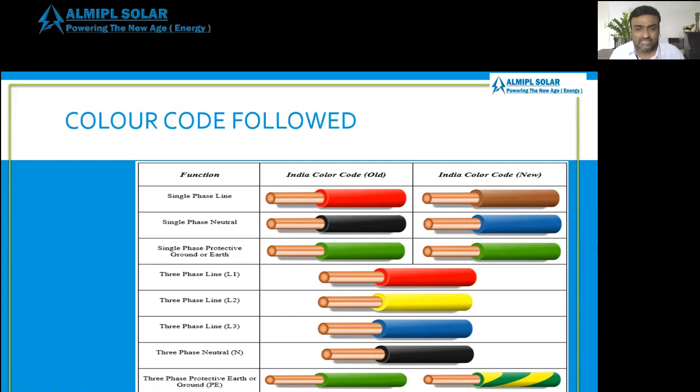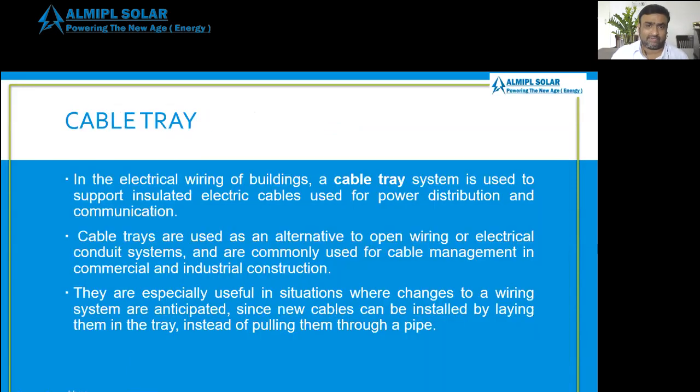So 3 phase line L1, L2, L3. So neutral. This 3 phase neutral will be there. So these 3 things will be commonly used. 3 phase protective earth or ground. It is these 2 colors. Commonly green, or this is the cable color.